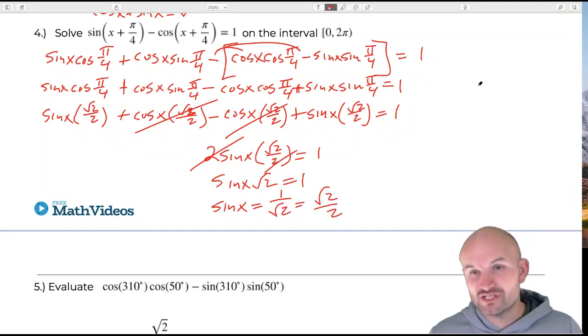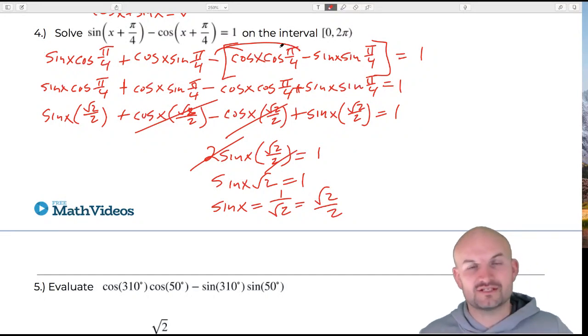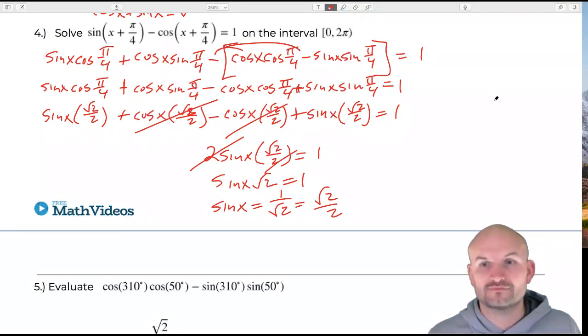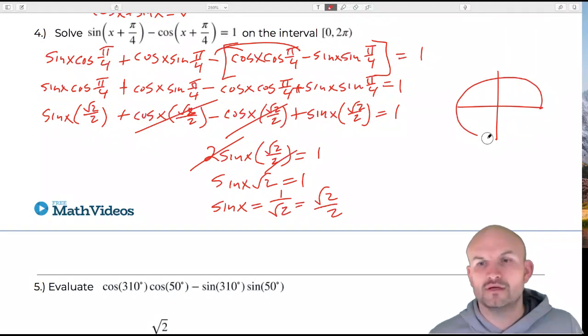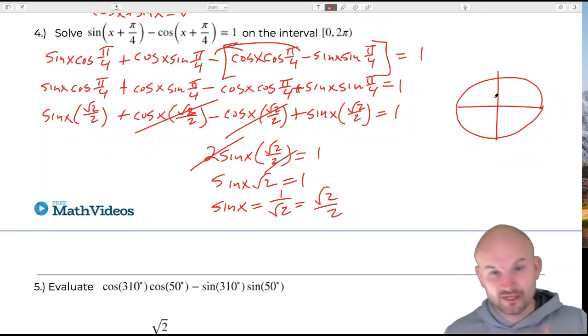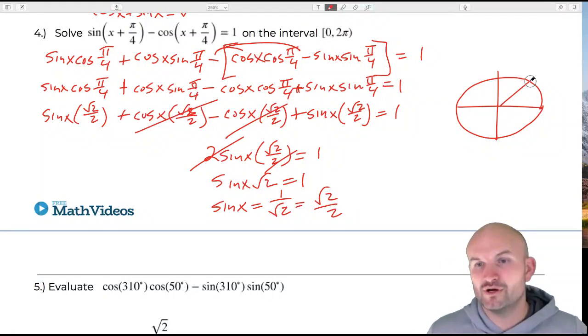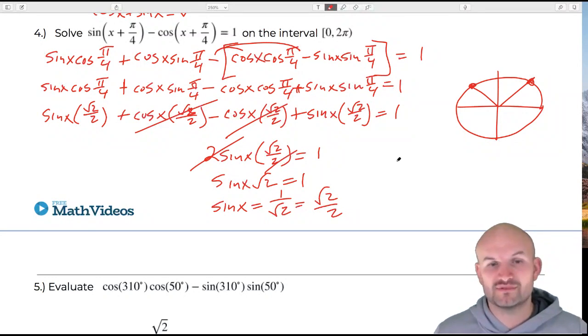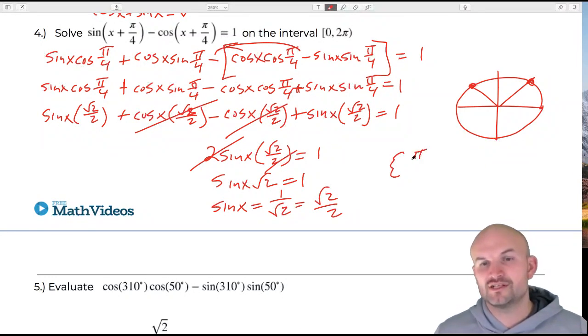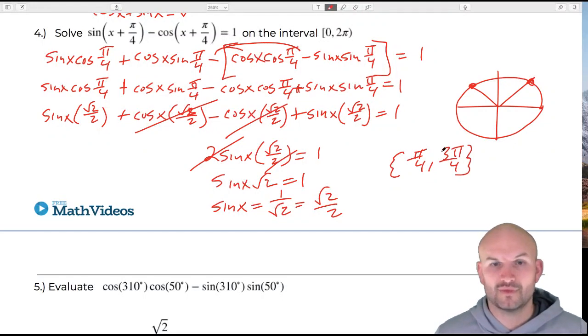And again, my question said find all the solutions on the interval 0 to 2 pi. So looking at the unit circle, which is that interval, when is sine of x equal to a positive square root of 2 over 2? Well, since it's positive, we know it has to be in the first as well as the second quadrant. So these two angles, I'm just going to use my solution set here, are pi over 4 and 3 pi over 4. And there you go.